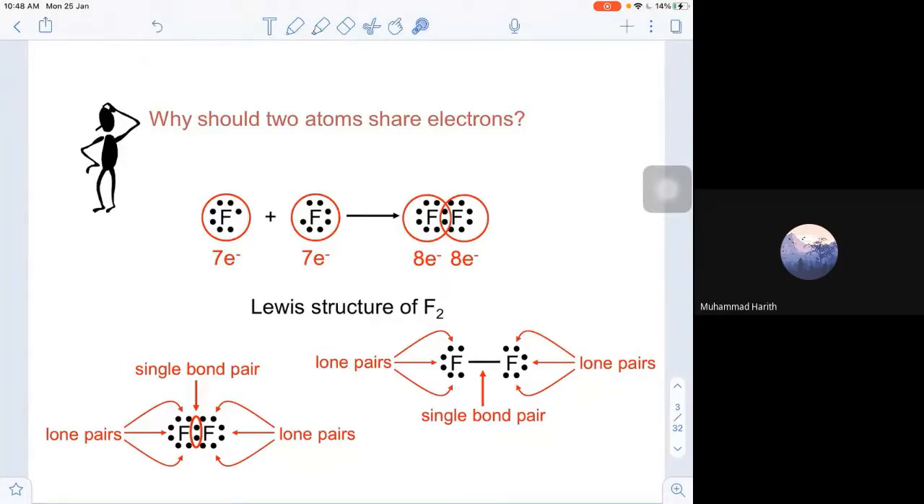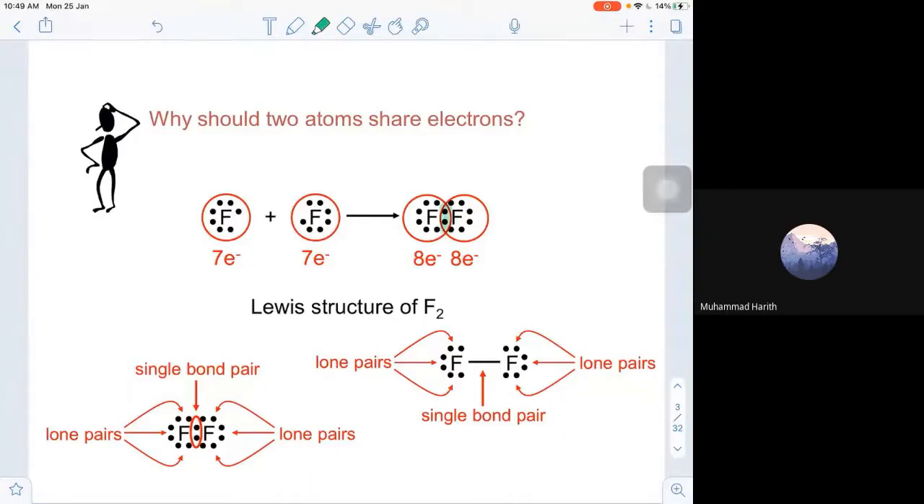If you look at the electrons in both of these two fluorine atoms, this fluorine has 7 valence electrons. Fluorine is from group 17, so it has 7 valence electrons. Same goes with the second fluorine, it has 7 valence electrons. That means both of these two fluorine atoms do not achieve octet. So in order for them to achieve octet, they have to share their valence electrons. So these two electrons are the electrons that are being shared.